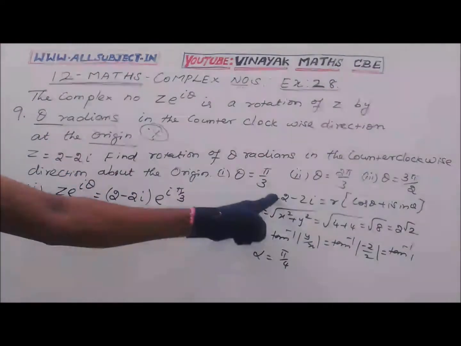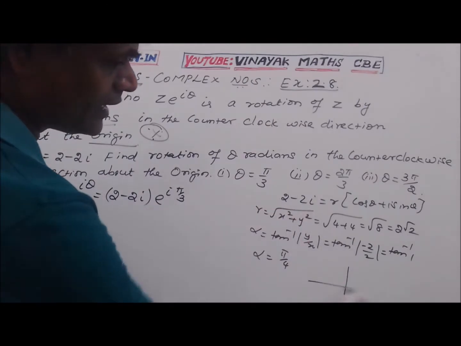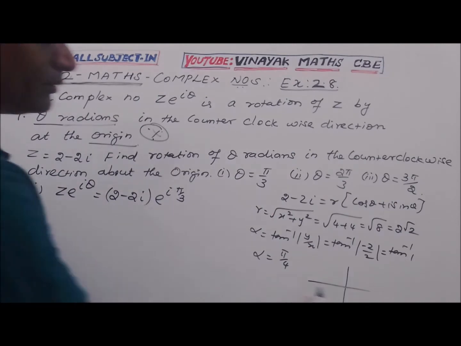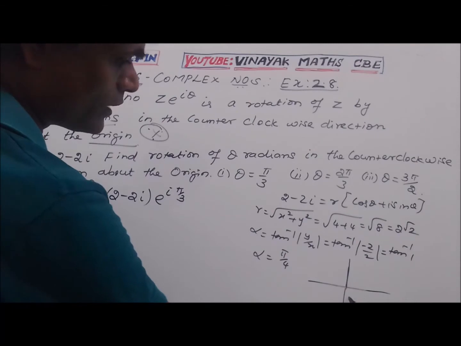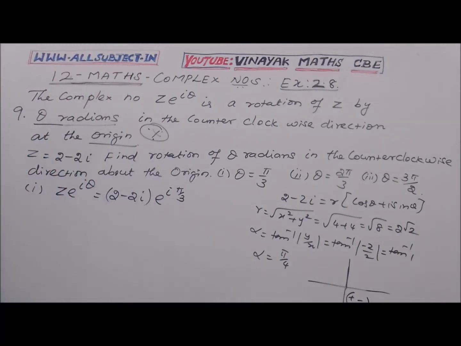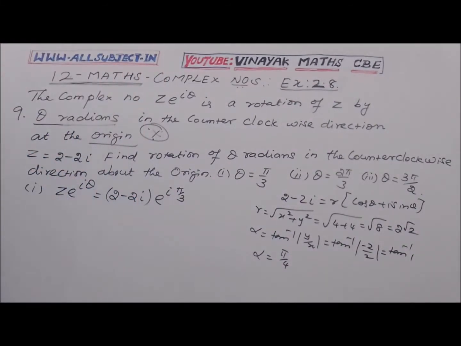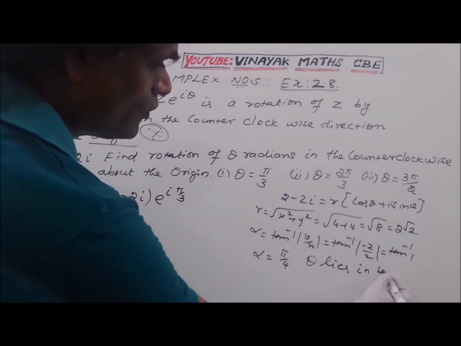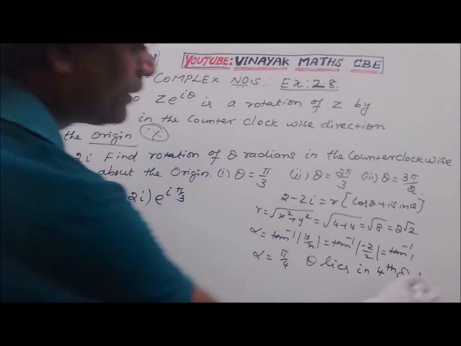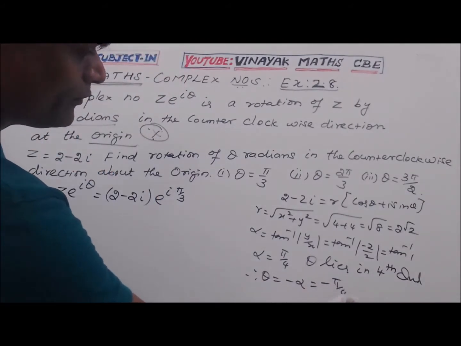Now where does theta lie for 2 minus 2i? The real part is plus and the imaginary part is minus. So that means plus minus, which means it is in the fourth quadrant. So theta lies in the fourth quadrant. Therefore theta equal to minus alpha, that is equal to minus pi by 4.